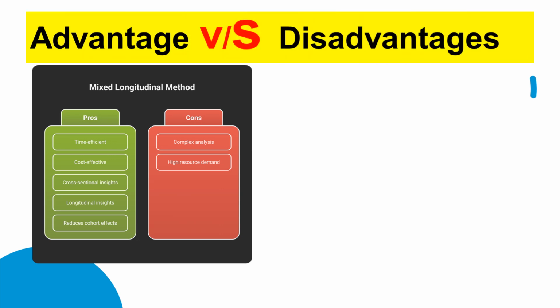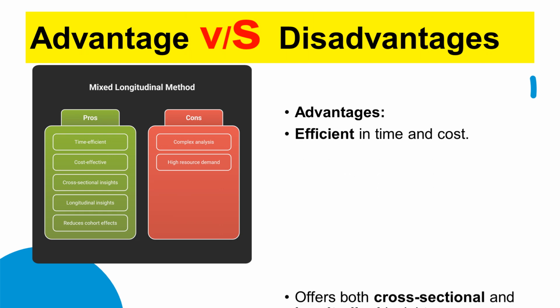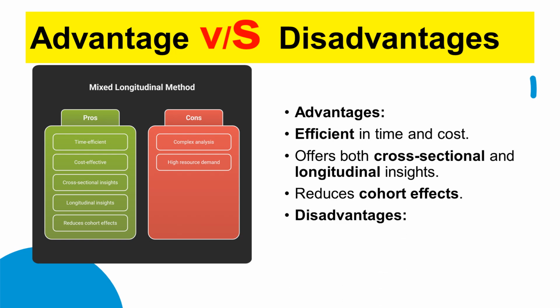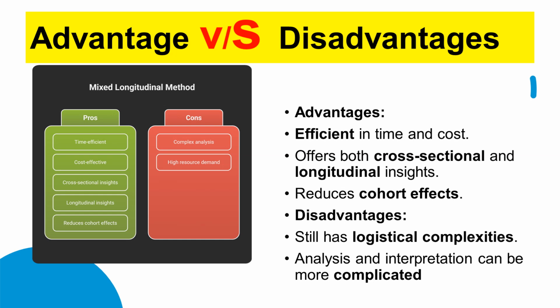Advantages versus disadvantages. Advantages: Efficient in time and cost. Offers both cross-sectional and longitudinal insights. Reduces cohort effects. Disadvantages: Still has logistical complexities. Analysis and interpretation can be more complicated.